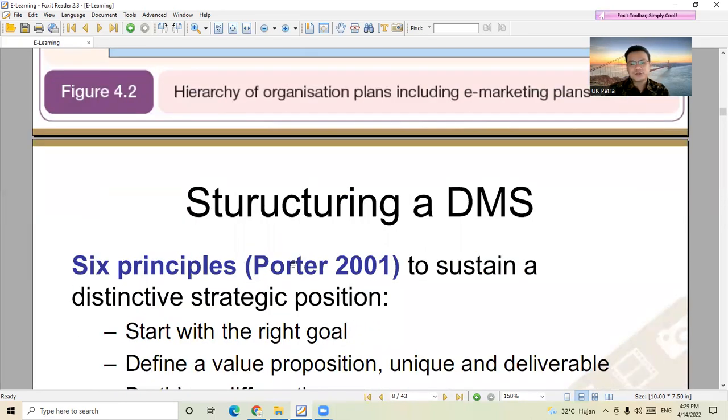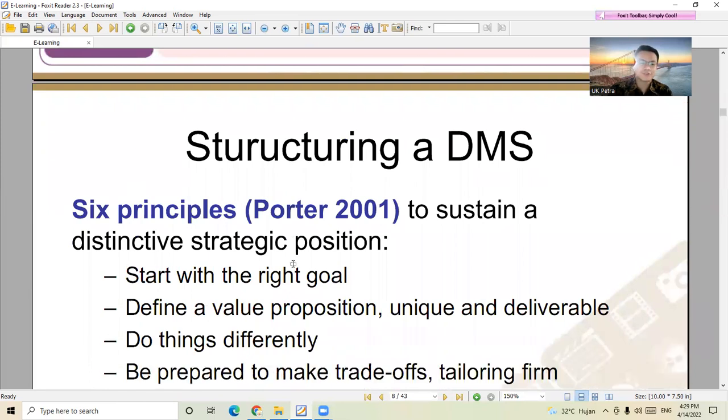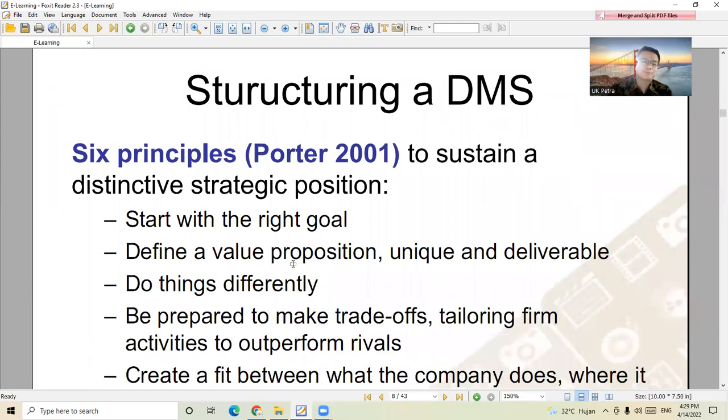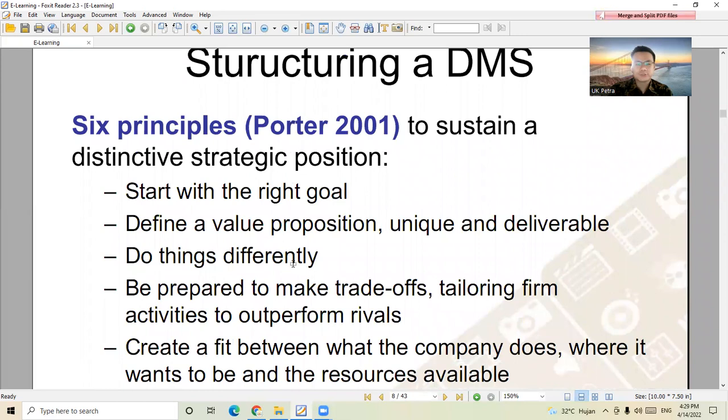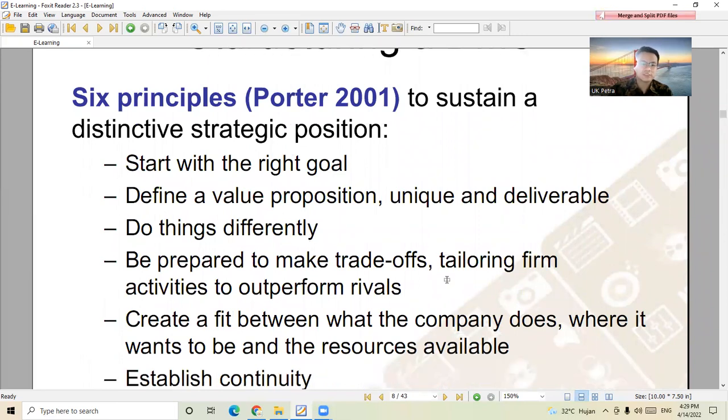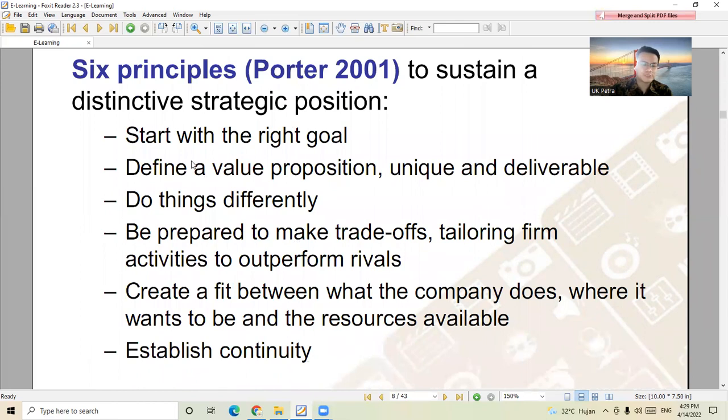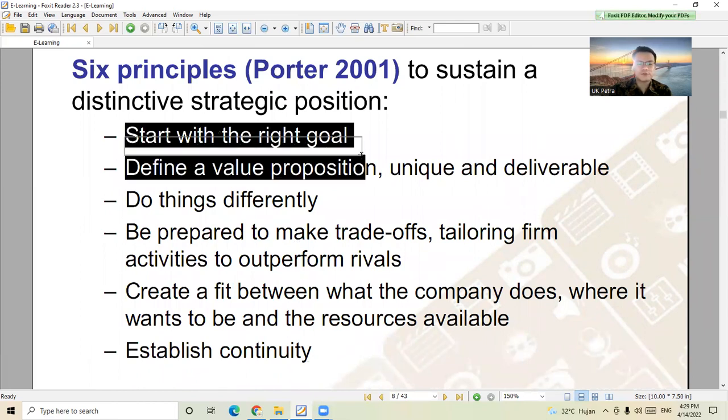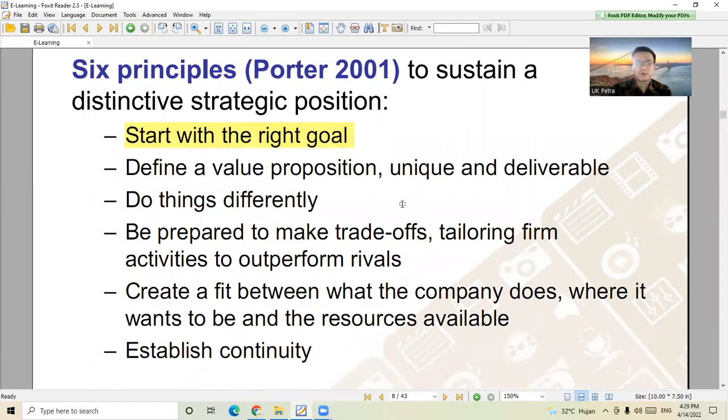So how about the structure for digital marketing strategy? According to Michael Porter, 2001, there are 6 principles to sustain a distinctive strategic position. So the first principle, we have to start with the right goal. So what is our goal? What is our objective, or what are our objectives? So we have to start with that.